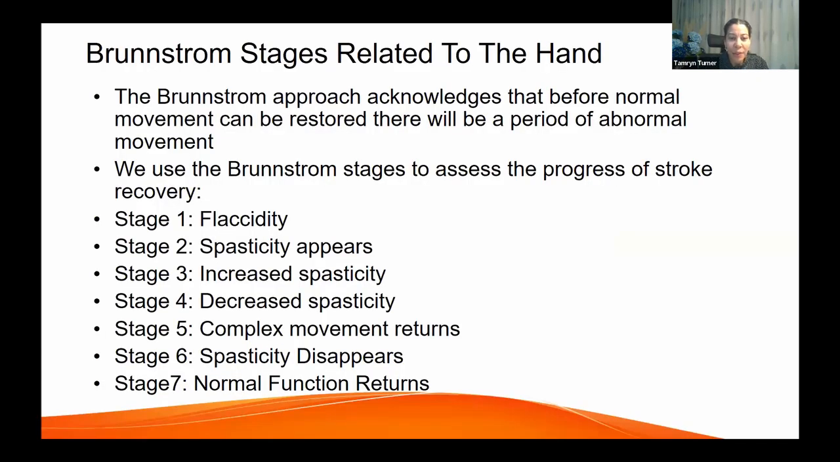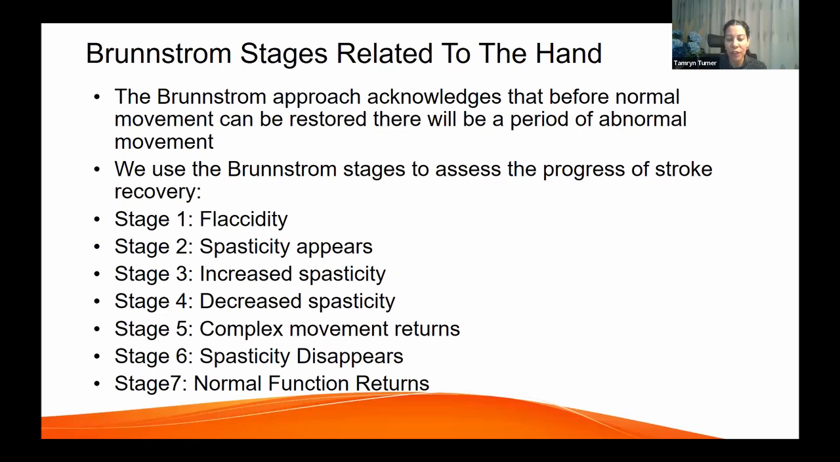Here we go. So I'll be using the Brunnstrom Stages to share some tips on retraining CVA hand function. So the Brunnstrom approach acknowledges that before normal movement can be restored, there will be a period of abnormal movement. So we use the Brunnstrom Stages to assess the progress of stroke recovery. Another thing that I want to add is that the Brunnstrom Stages is our functional approach, and the NDT stages, which is our neurodevelopmental techniques, is our preparatory and our facilitatory techniques. So that's your weight bearing, your deep compression, your proprioception, sweep tapping, and all of those things.